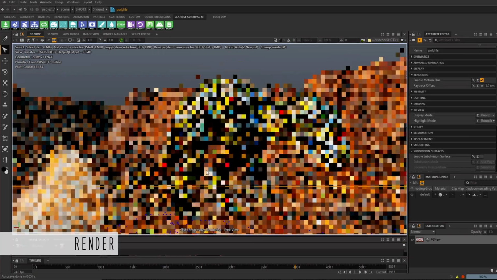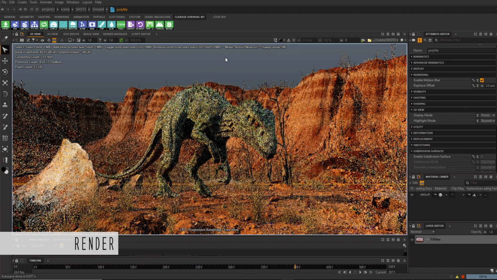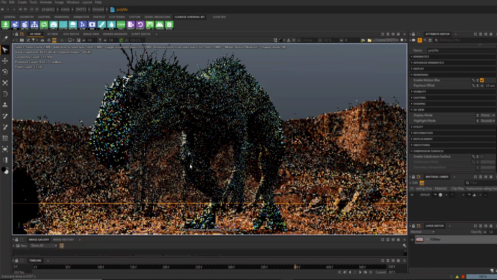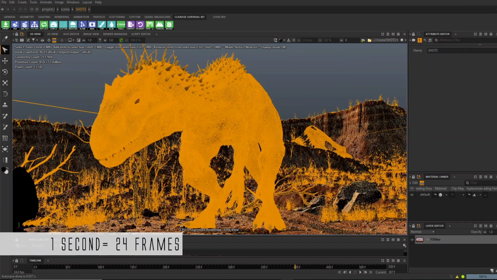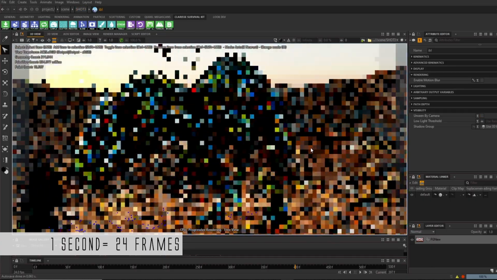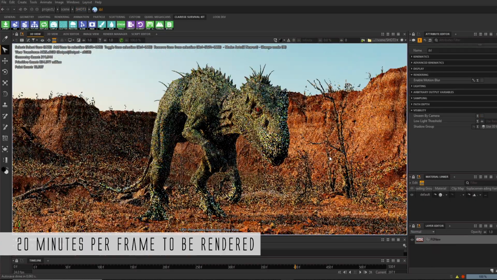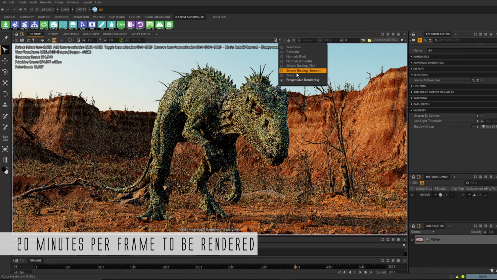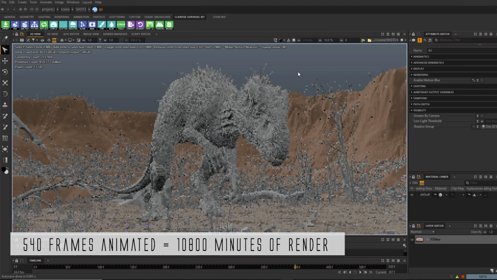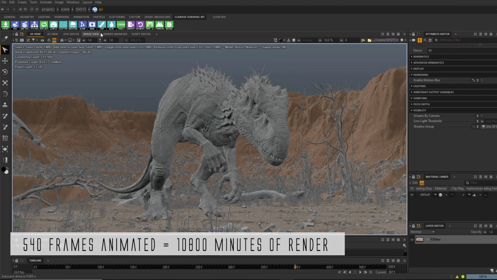Finally, we did the render process. Basically, it is making each animated frame a quality image. Each second of animation needs 24 frames, and each frame took approximately 20 minutes to render. It was only possible with Clarisse, which supports a large amount of information.